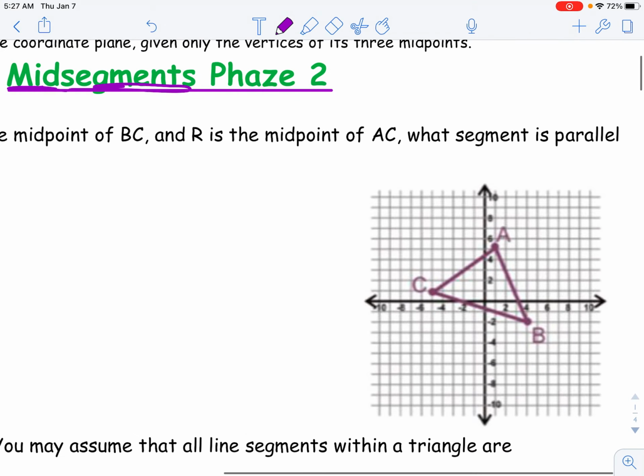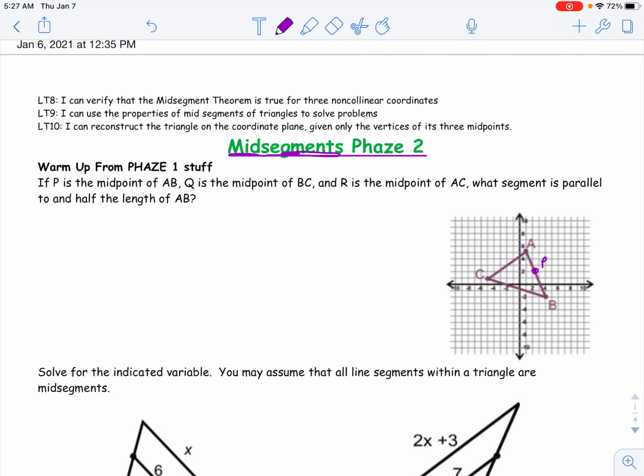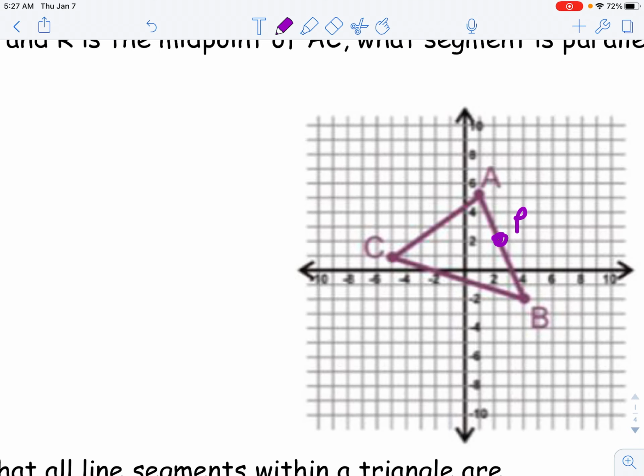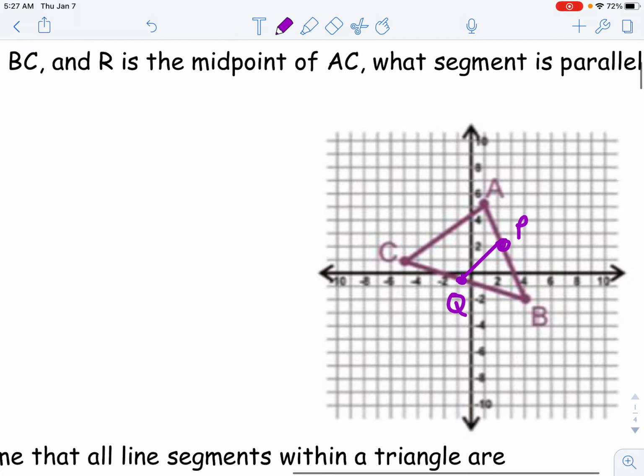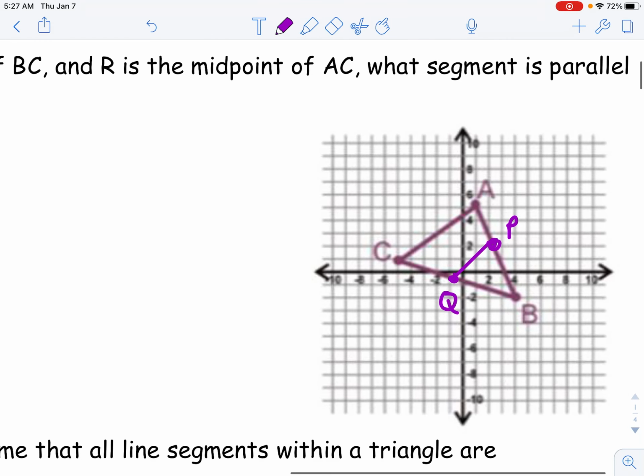If P is the midpoint of AB, so again, let's just kind of guesstimate. That's P somewhere right there. Q is the midpoint of BC. Alright, so I connected them. And R is the midpoint of AC. Again, I'm not doing exact stuff. I'm just kind of guesstimating so I can visualize what's going on.